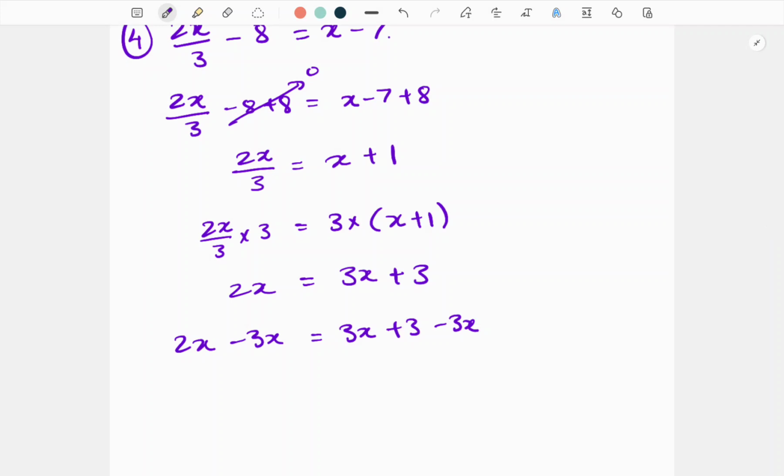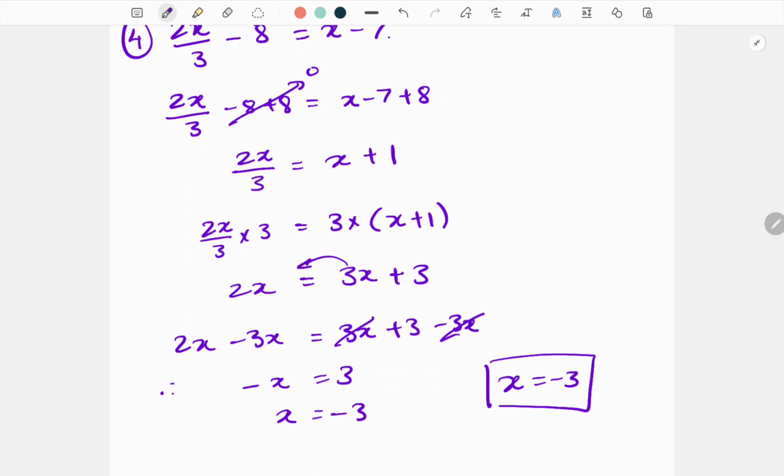What I just said is, let's move this 3x to the left hand side. When an equation like this is given, you can move terms to the left hand side or right hand side by flipping the sign. So this is 0. Therefore I get minus x is equal to 3. Or if I multiply both sides by minus 1, I get x is equal to minus 3. So that's how we get x is equal to minus 3.